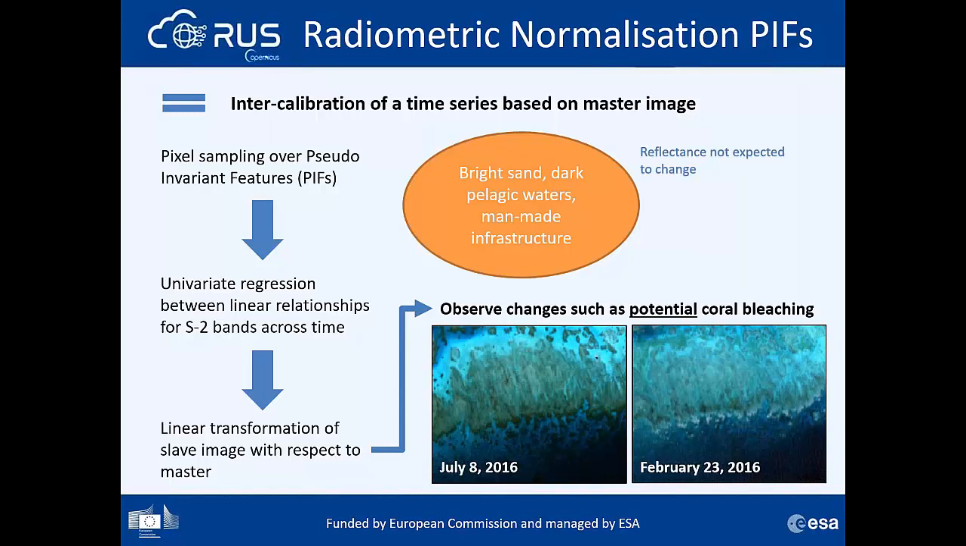So for each time series, we will have one master image, and to that we will intercalibrate the rest of the time series. The pseudo-invariant features can be, for example, bright sand, dark waters, man-made infrastructures such as airstrips, roofs, and many others. Of course, you always have to keep in mind what resolution you're using. If you have a roof which has several tenths of meters, you probably do not want to use it for calibrating band one, which has a 60-meter resolution. But yeah, for this purpose.